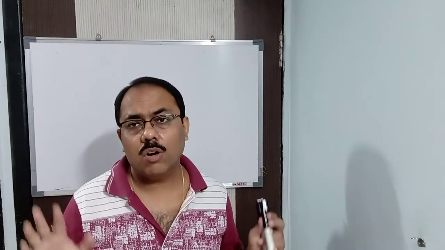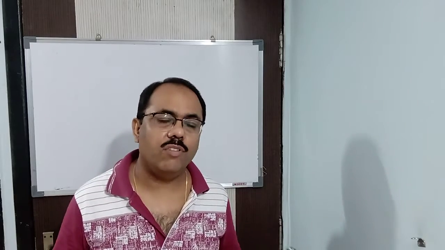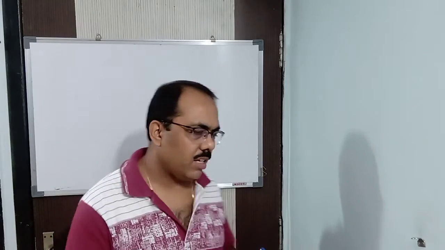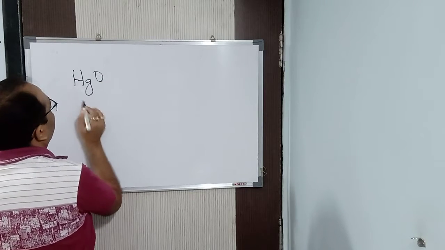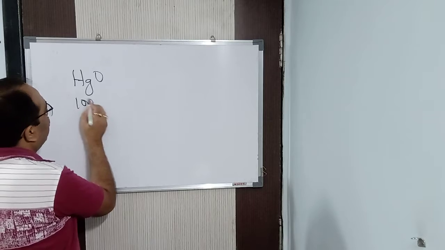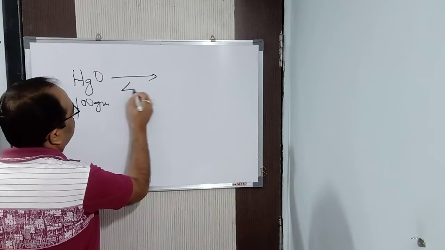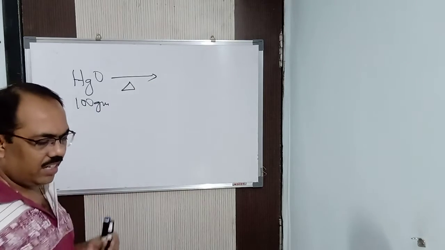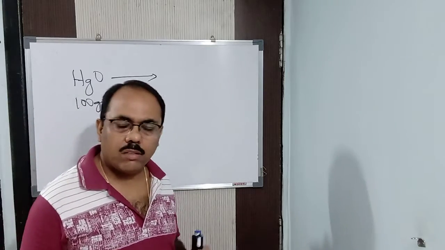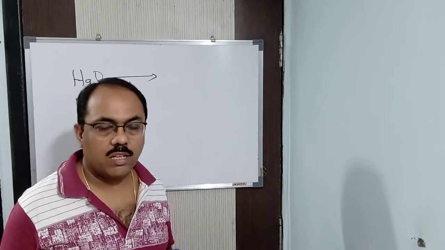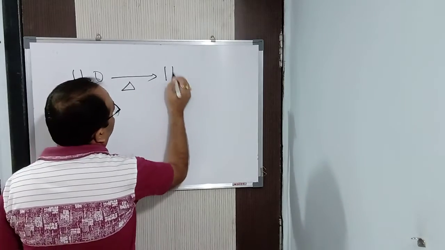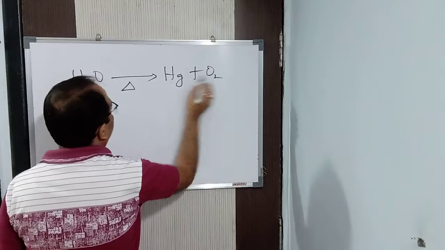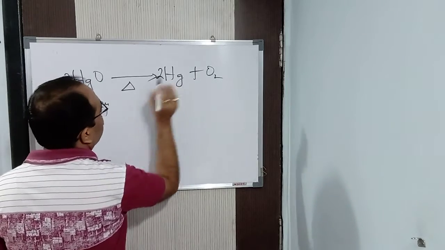But with compounds, there is always a loss in weight. Whenever a compound is heated, there is a loss in weight. For example, let us say you have done this experiment in the lab. You take mercuric oxide, say 100 gram of mercuric oxide, and you heat it. Mercuric oxide is reddish brown in color. On heating, you get mercury plus oxygen. Let me balance it: 2HgO gives 2Hg plus O2.